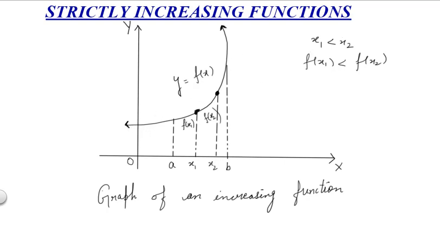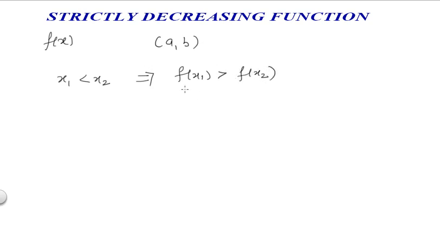Right? So we'll now discuss the condition for strictly decreasing function. A function f of x is said to be strictly decreasing function on the interval a comma b if x1 is less than x2, it implies f of x1 is greater than f of x2. So realize the change here. There it was f of x1 less than f of x2 and here it is f of x1 greater than f of x2. Why is it so? Your x1 and x2 belong to this interval only here.